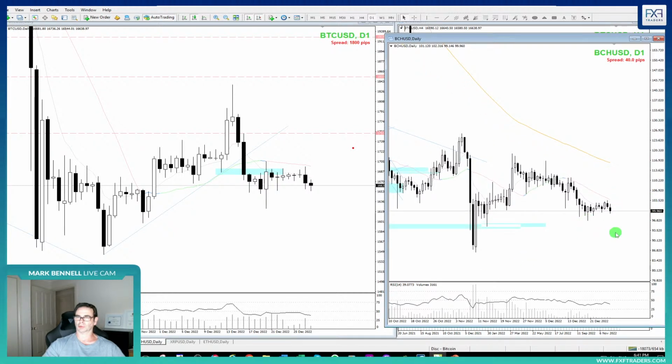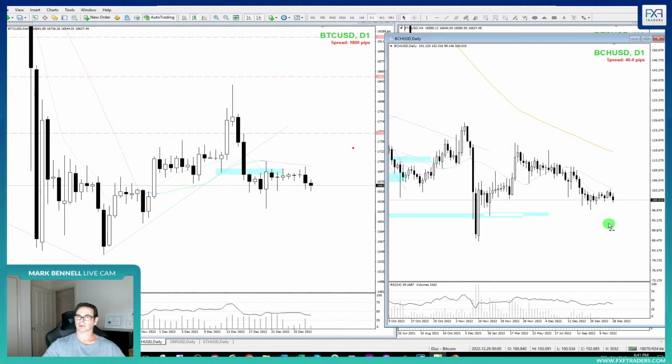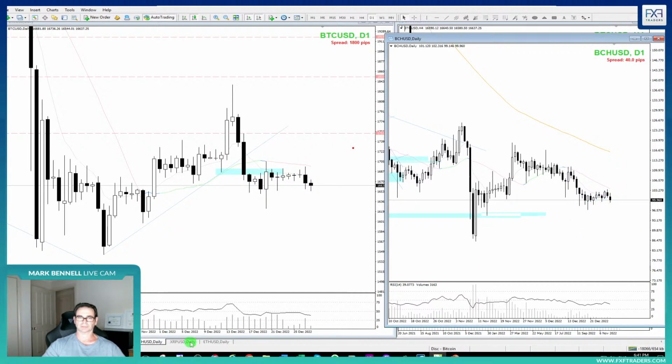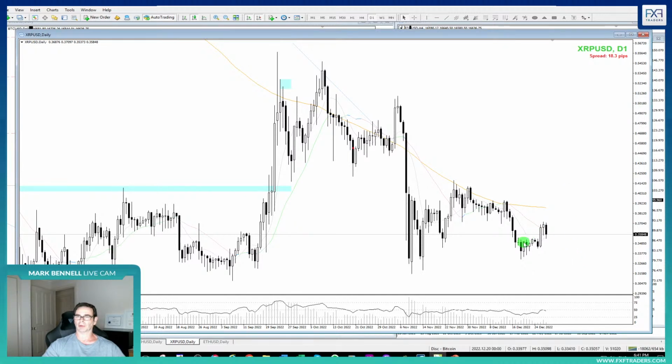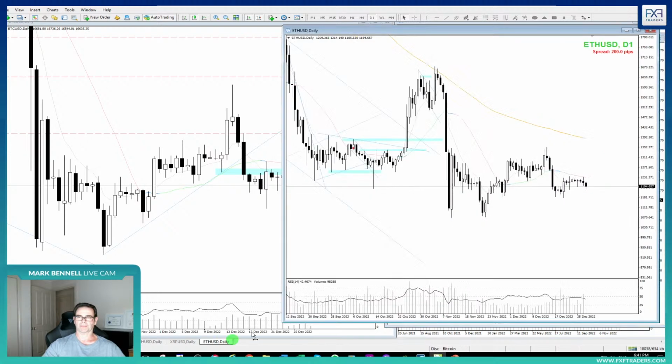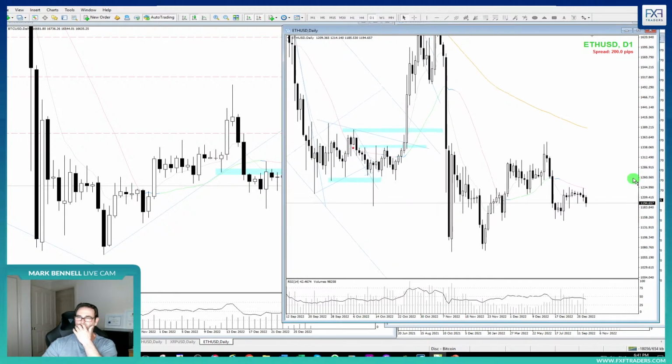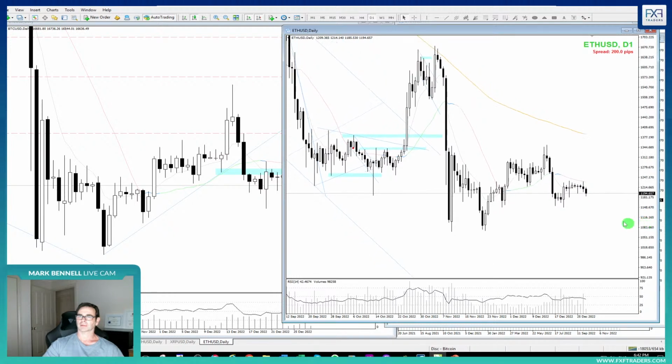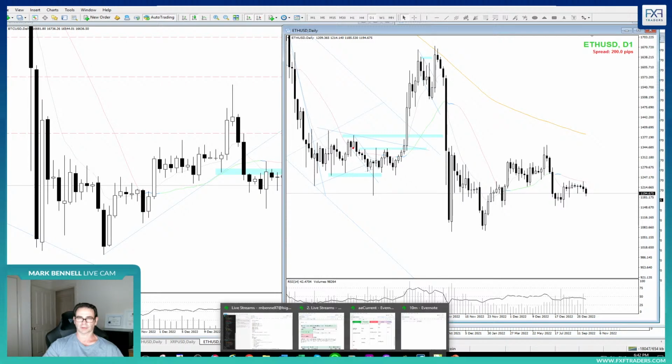Bitcoin Cash looks short as well. So you look for shorts on that one. That's not bad either. Ripple, no. Look, it's gotten too extended in the short term. Ethereum, yeah, it looks short as well. So yeah, look for some shorts on those, folks.